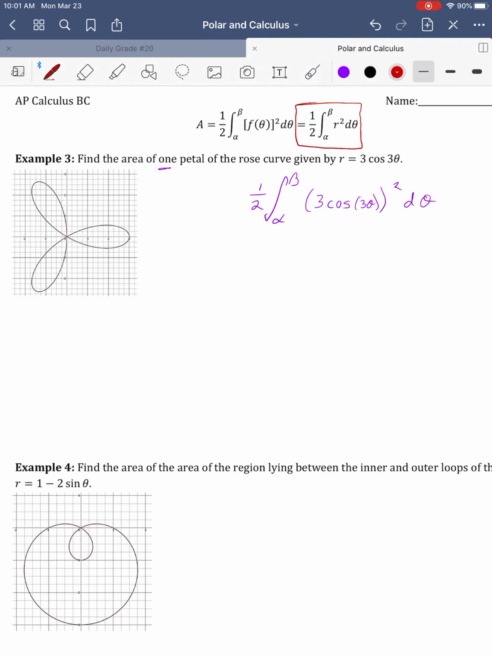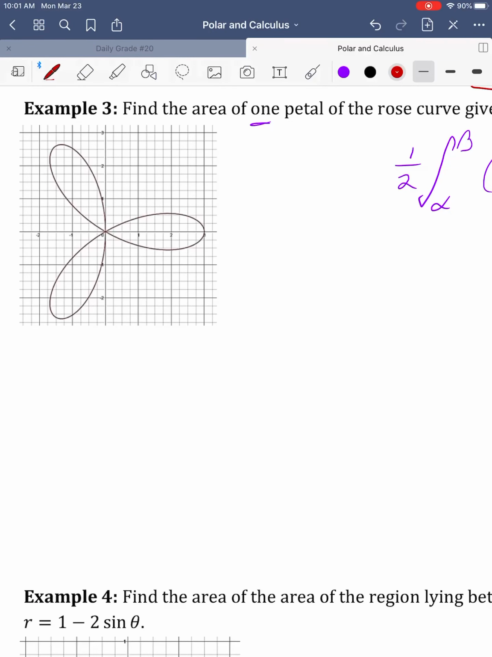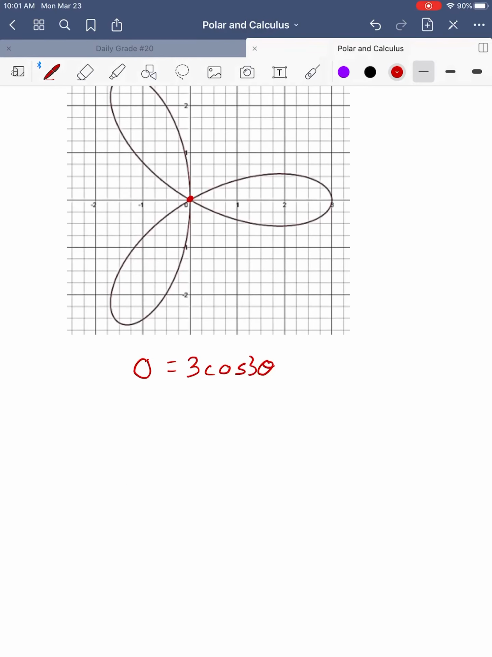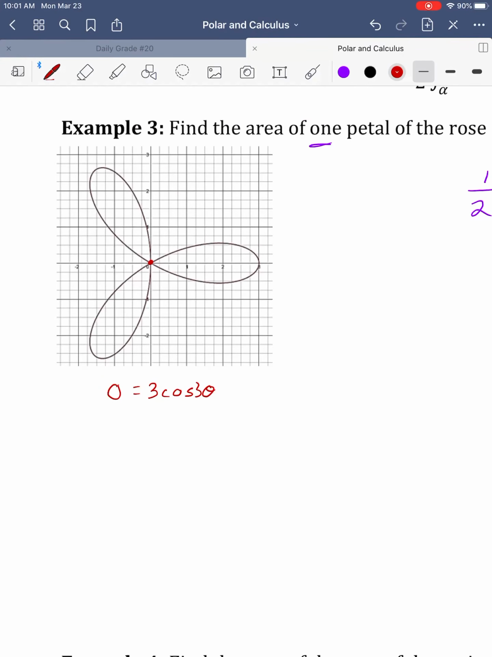So the question becomes, what angles control one of these petals? Other than just guessing and checking, the most important thing is the petal starts at the origin, and if you're on the origin, your radius is 0. So 0 equals 3 cosine 3 theta. What this equation is going to give me is all the different theta values where my curve is going through the pole, or the origin, if you will. So I can solve this. 0 equals cosine 3 theta.